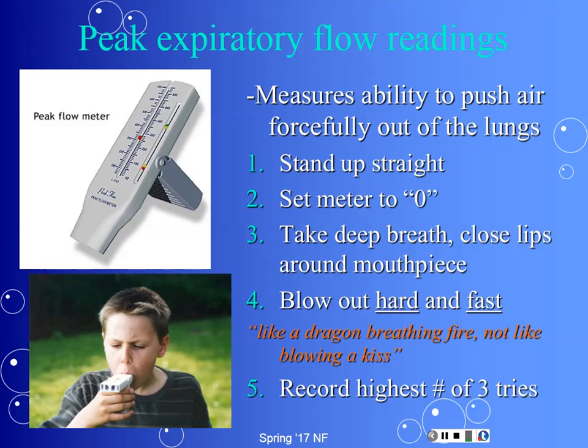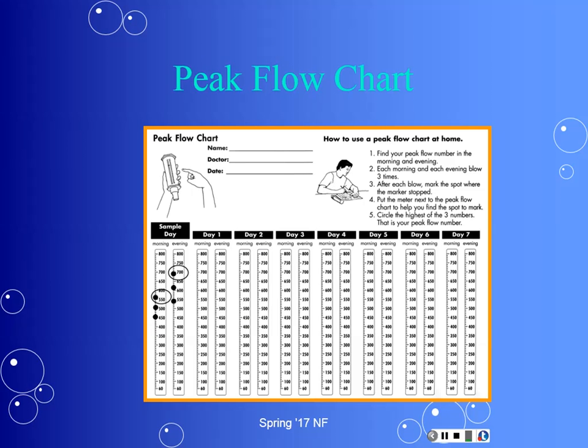If this is the first time you've seen a kid, and they don't know what their base is, there is a whole nice little set of algorithms that will come with your peak flow chart that will tell you, based on this person's age, weight, height, and so on, what their normal peak flow should be. So they're going to do their best of three tries, and they should be measuring this on a daily basis, 2 to 3 times a day, and they want to help track that so you can see how they're doing.